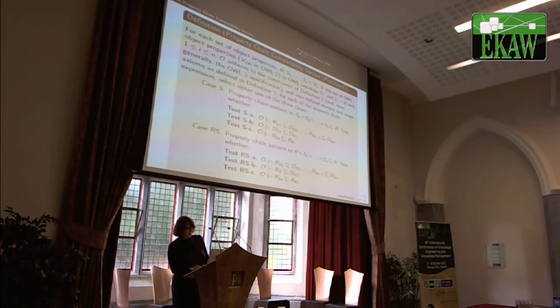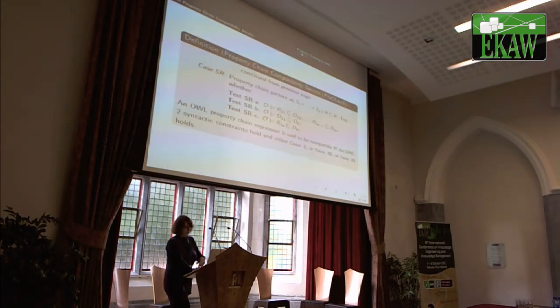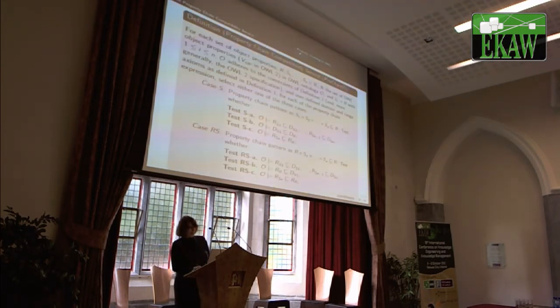So we have either the pattern where we have different roles on the left-hand side from the one on the right-hand side, or we have the repeat of R. So the first test, for case S, R, S, and S, R afterwards as well, checks the compatibility of the domains and ranges on the left-hand side of the inclusion. So we have here that the range of the first property has to be a subclass of or equivalent to the domain of the second property in the chain.